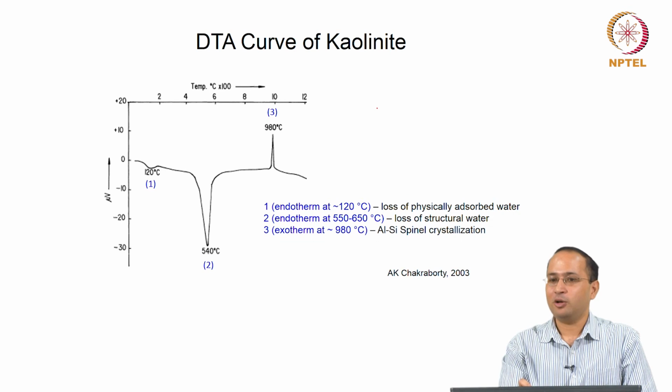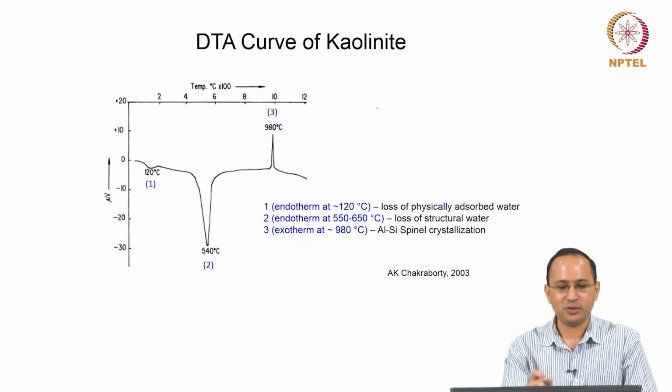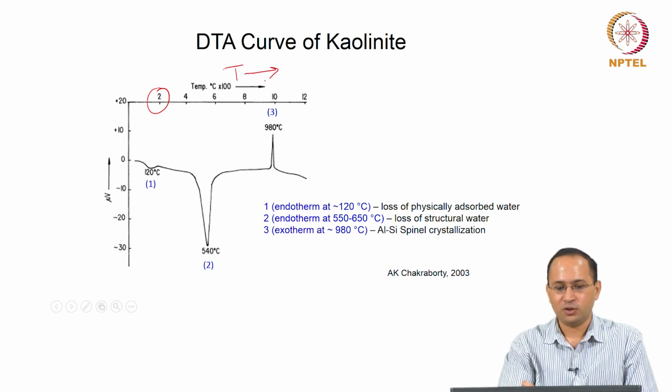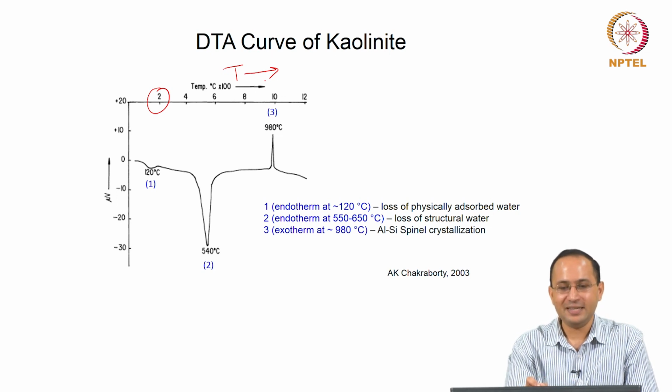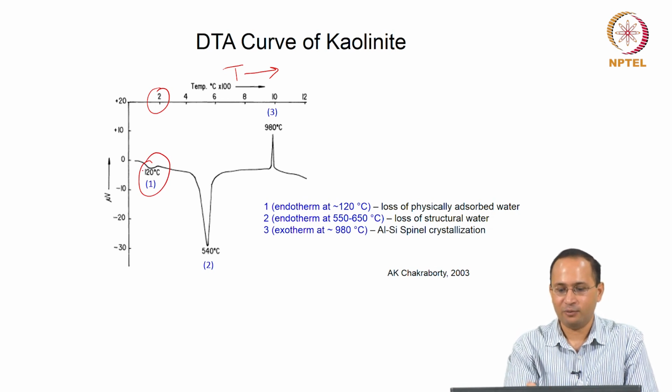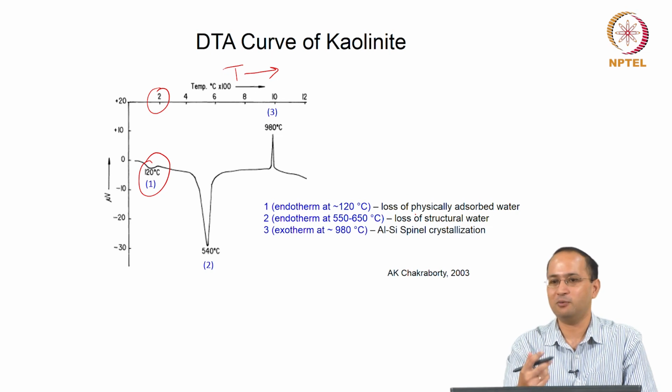This is the DTA curve of kaolinite. Kaolinite is a type of clay, commonly found. So what happens when you increase the temperature? The x-axis is temperature. Do not get confused with 240, it is 2 times 100: 200, 400, 600, 800, 1000 degrees Celsius. If you look at the DTA curve up to 1000 degrees Celsius, we are talking about 1100 to 1200 degrees Celsius. You see a small endothermic peak here, which is because of loss of physically adsorbed water. It will always have some water. When you lose that water, you see this peak.